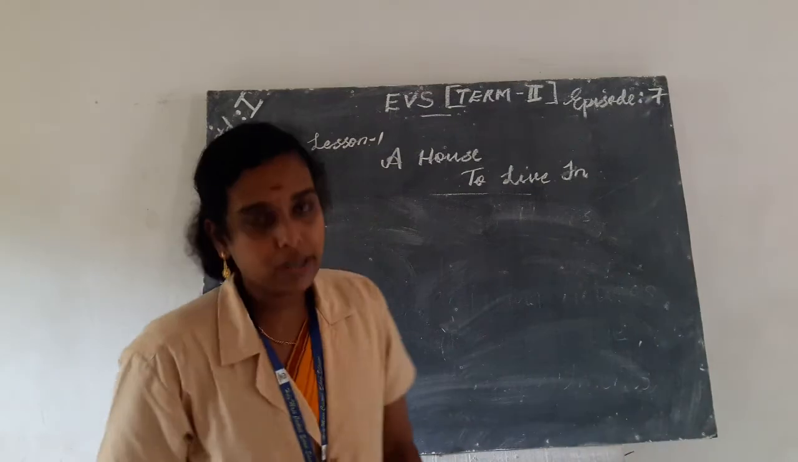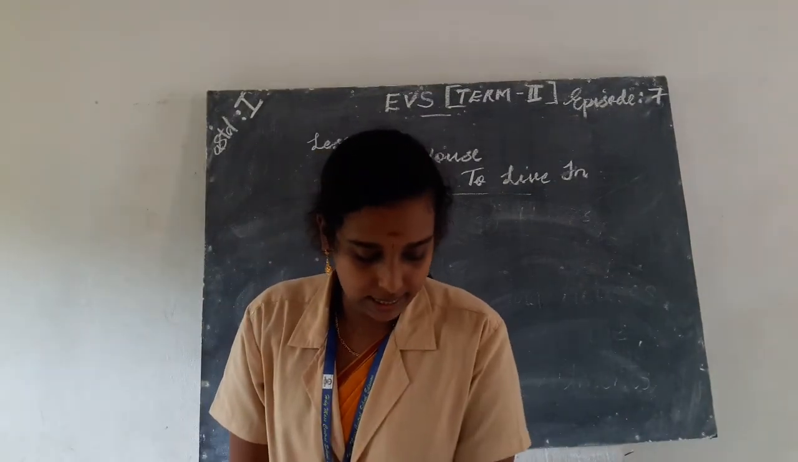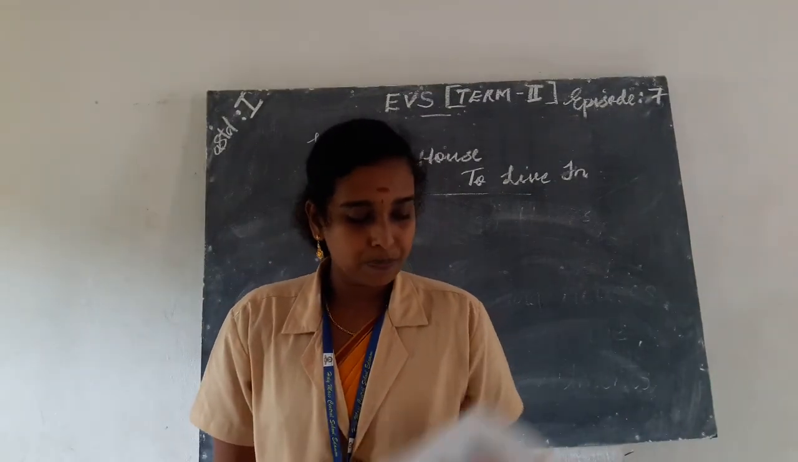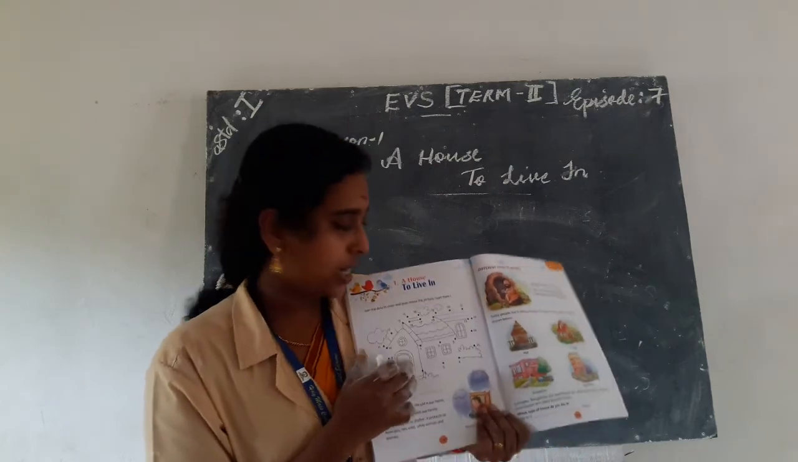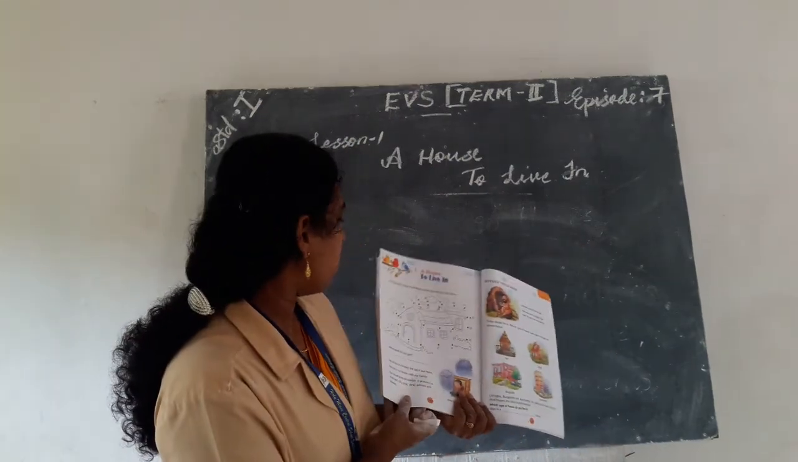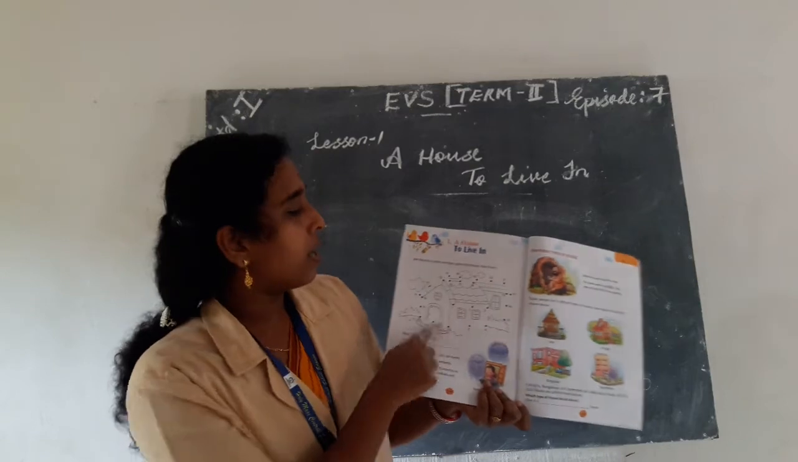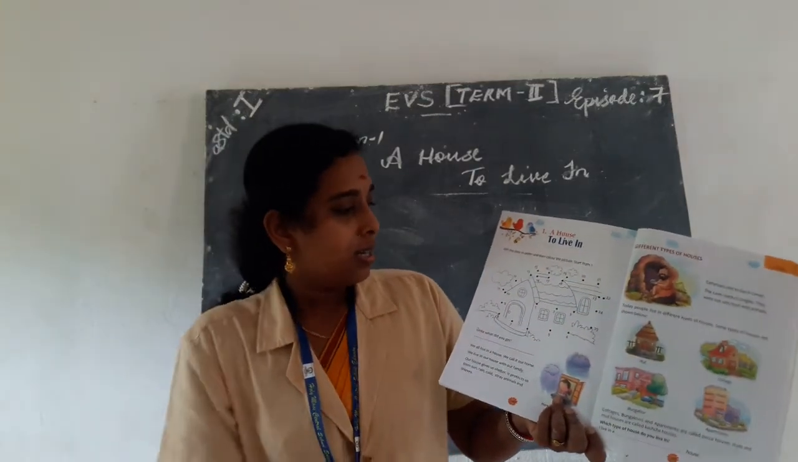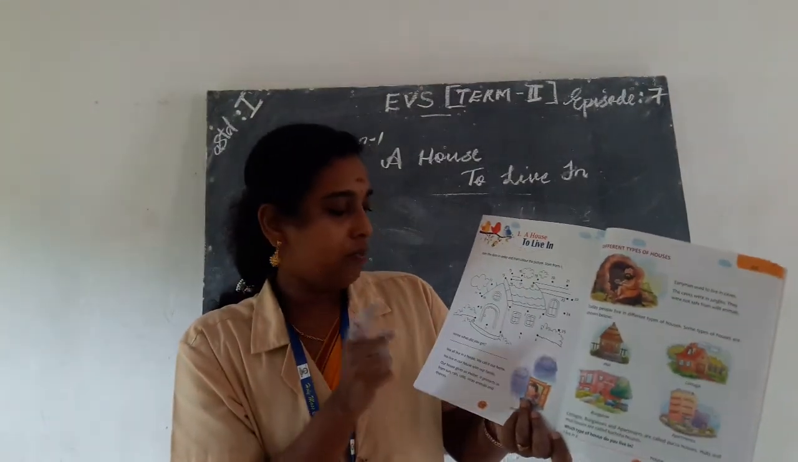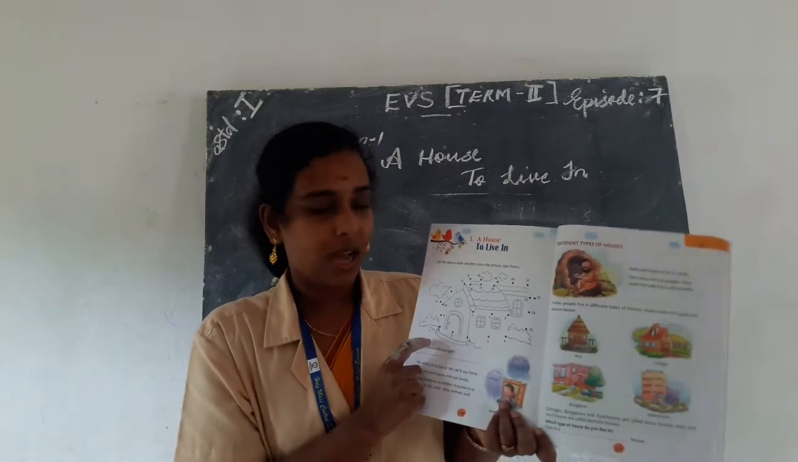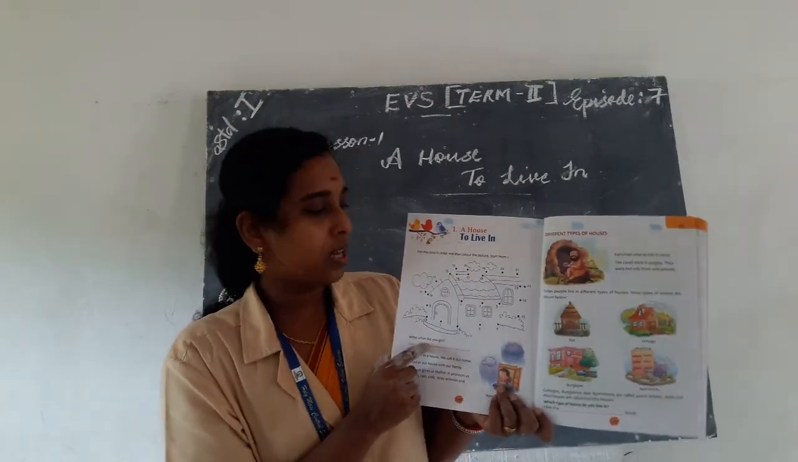So we studied about different types of houses. And in your textbook, here is a warm-up section and here are some points. The dots are given. Join the dots in order and then color the picture. You start from 1. Then you get a picture and write the name of the picture here.